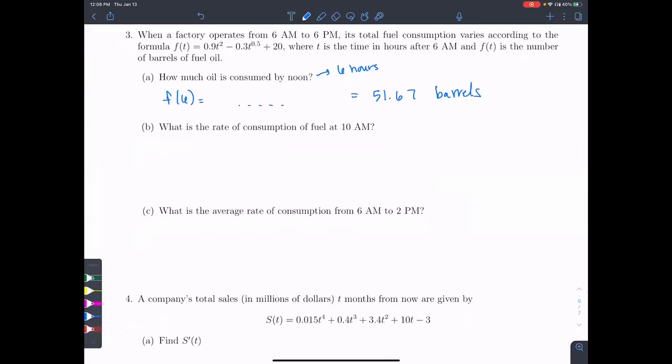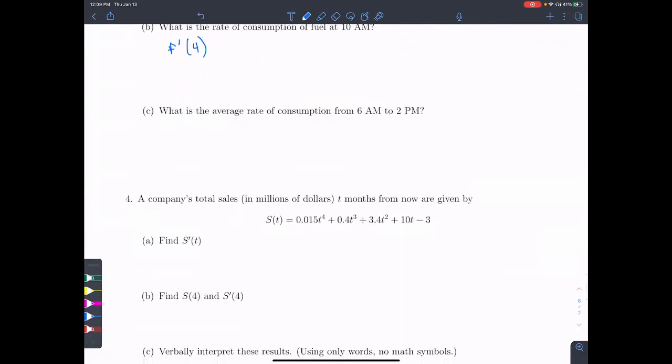What's the rate of consumption of fuel at 10 a.m.? In this case, you want to find F prime. 10 a.m. is 4 hours after 6 a.m., so it's F prime of 4. So figure out the derivative and then plug in 4.